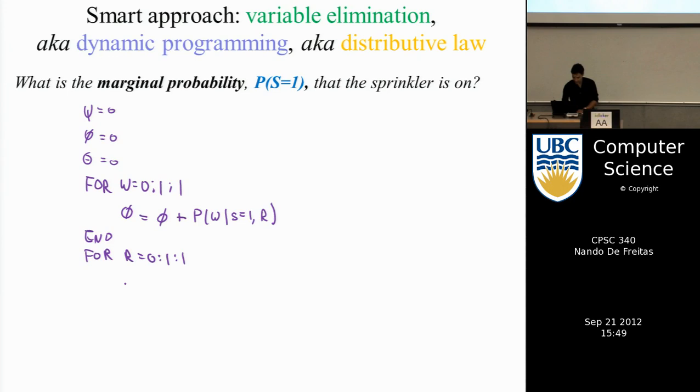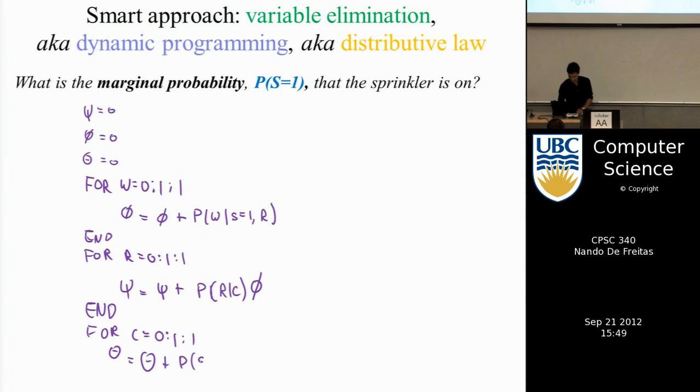And then here, I would have psi is equal to psi plus p of r given c times phi, the answer of the inner loop. In our case, phi is 1, so it's kind of redundant. But if phi had not been 1, you would have kept track of it. And finally, for c equals 0, steps of 1 to 1, theta is equal to theta plus p of s equal 1 given c times p of c times psi.